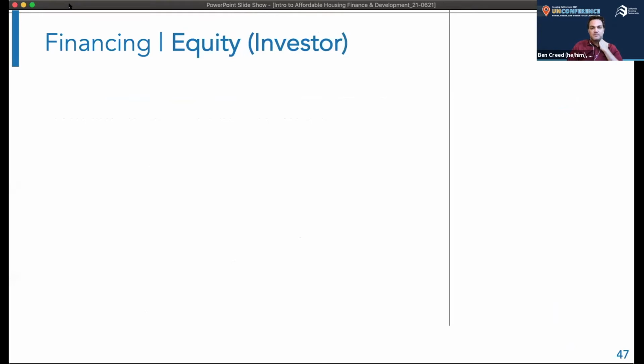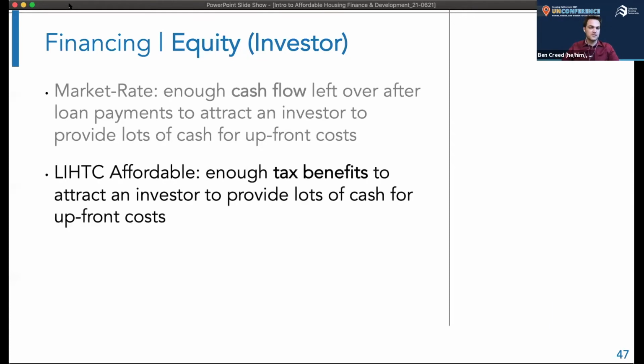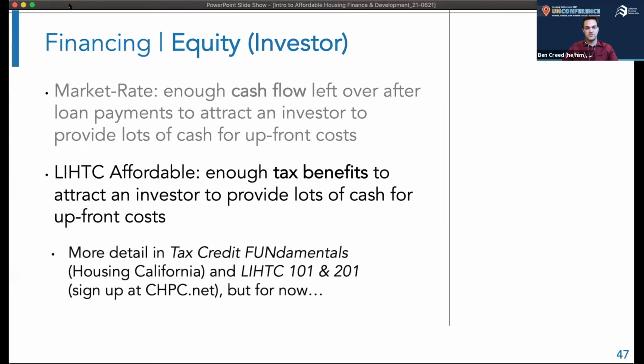Next is the equity, which is the investment from the investor. And again, as a reminder, in the market rate context, an investor is attracted by the prospect of remaining cash year over year after expenses and loan payments. But in the affordable context, with those low rents, those affordable rents for low-income households, there's not going to be enough cash left. And so instead, it's the tax benefits that an investor can get for investing and providing those upfront costs for the affordable housing development.